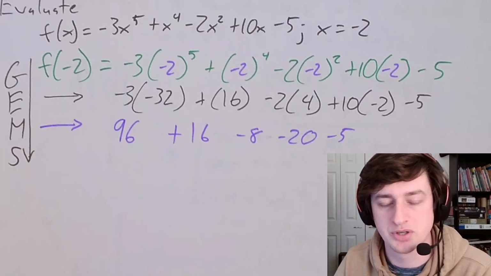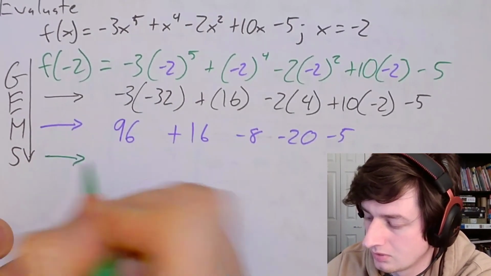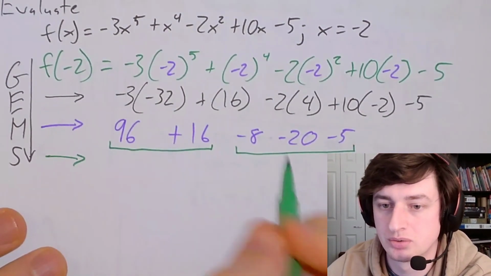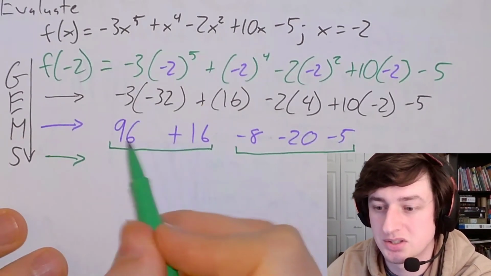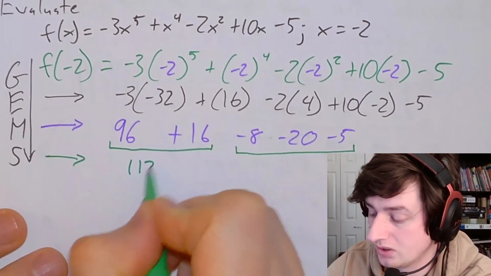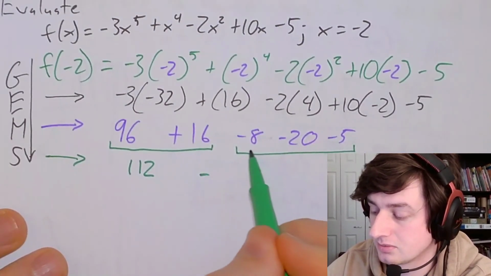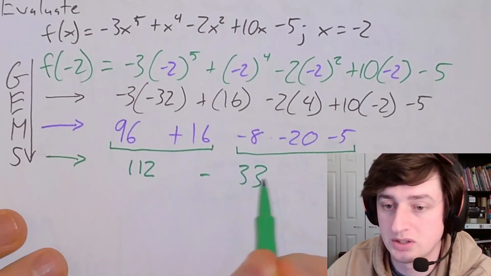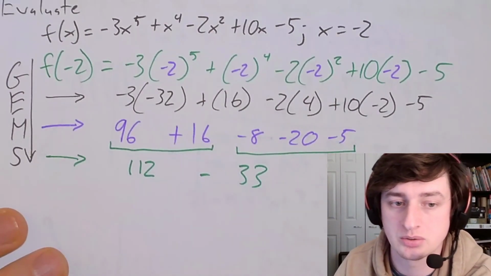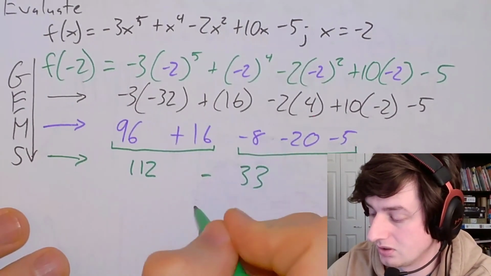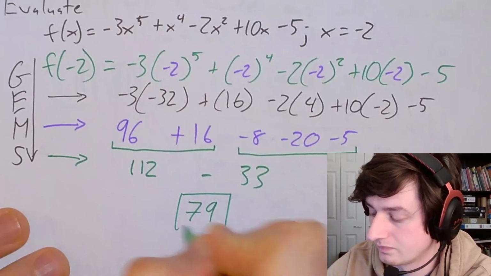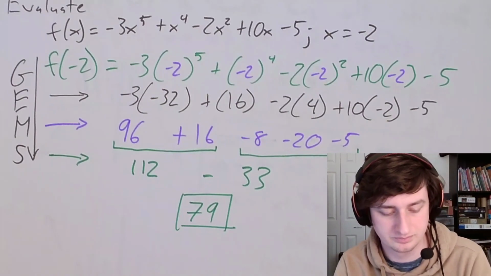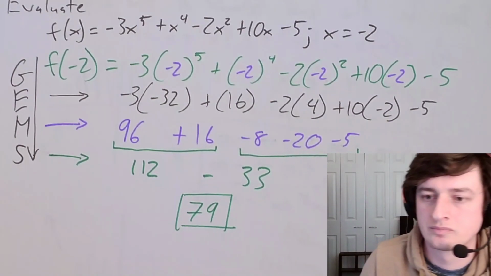Now we just need to add and subtract. And here we can just keep the positive numbers together and the negative numbers together. So 96 plus 16 is going to be 100 plus 12, which is 112, minus all these numbers combined give us negative 33. So 112 minus 33, you can use a calculator or do 82 minus 3, so 79.